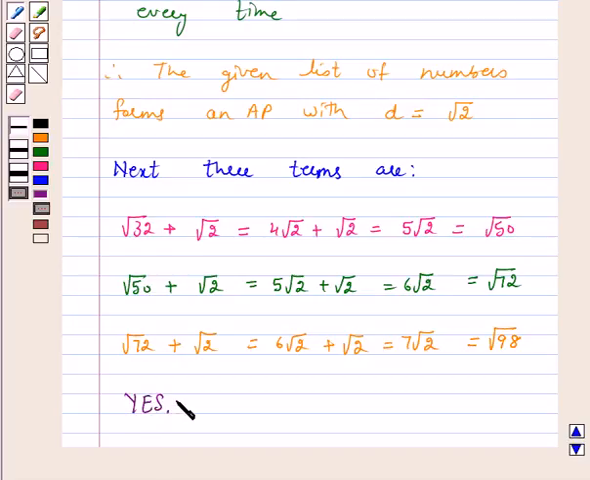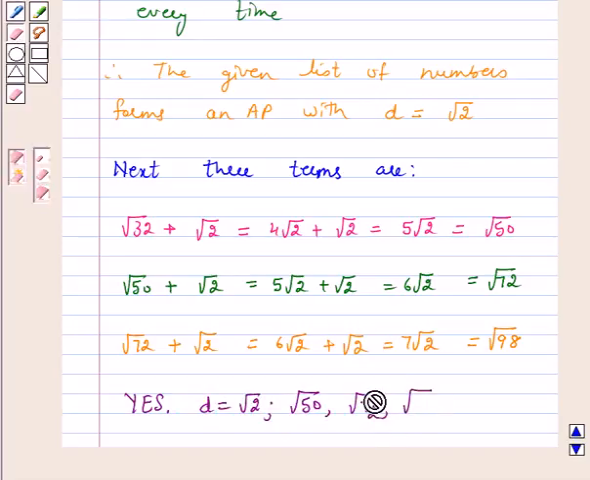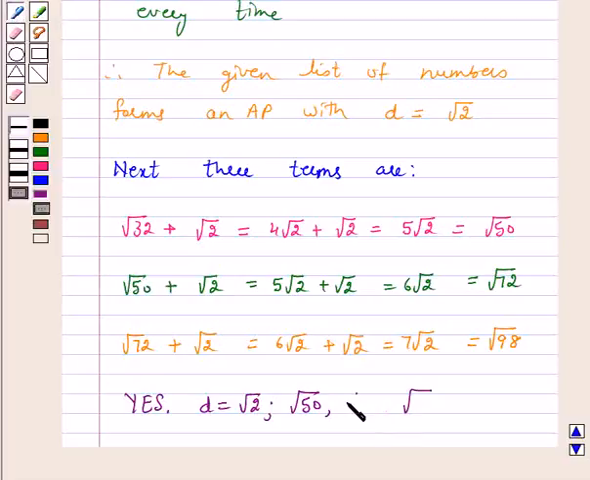they form an AP with common difference d equal to root 2, and the next three terms are root 50, root 72, and root 98. I hope the question is clear to you.